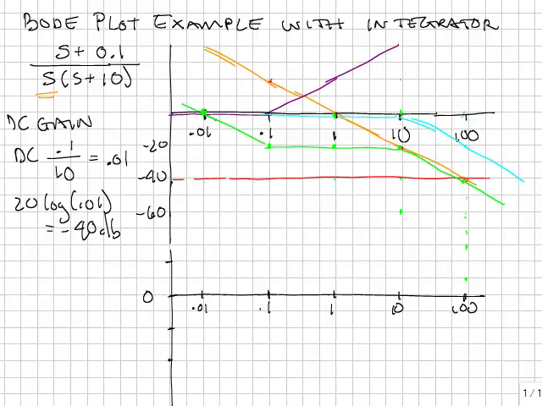Next, let's do the phase. First, let's plot in the yellow for the integrator. That's a constant minus 90 degrees. Next, let's plot in the 0. The 0 crosses here, has a total phase shift of 90 degrees spread over 2 decades. The phase shift for the pole, again, total of 90 degrees spread out over 2 decades, centered at the pole location, which is 10. And then we need to add these together.